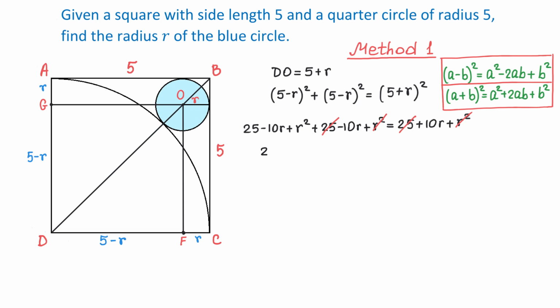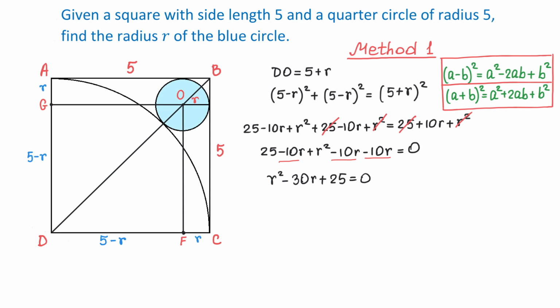Then we will have 25 minus 10r plus r squared minus 10r and minus another 10r from the right. Then on the right side we will have 0. Now we will combine together negative 10r, negative 10r, and negative 10r. Then we will have a quadratic equation, r squared minus 30r plus 25 equals 0.